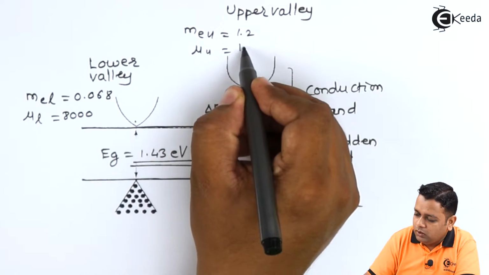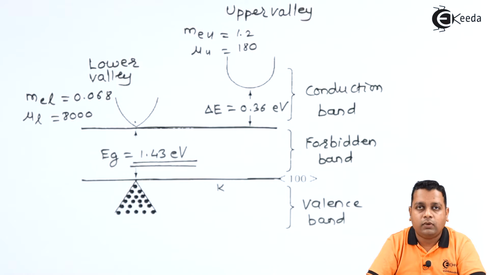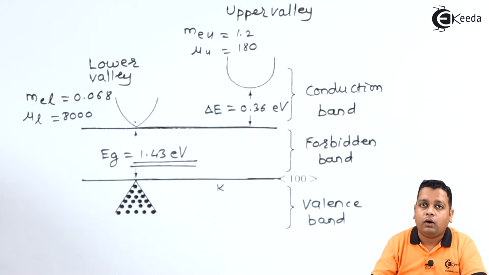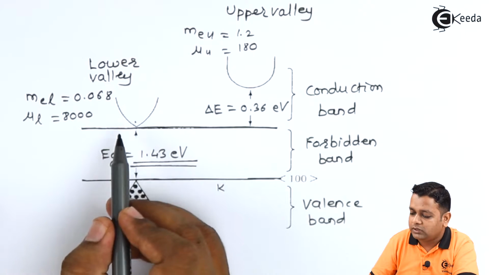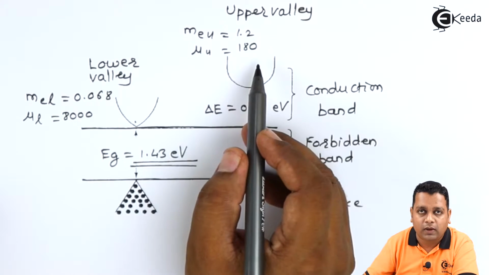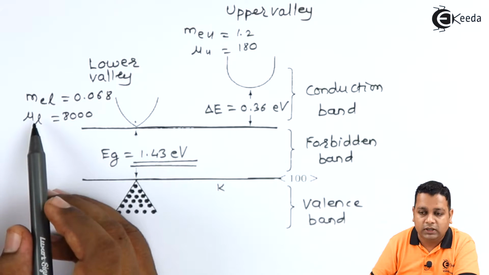So this is equal to 180 here. Now, in this diagram, I have marked the values of the masses of electrons and the corresponding mobilities of the electrons belonging to the lower and upper valleys. If you observe, according to the Gunn effect, whatever operation we have studied to exhibit the negative resistance, when the electron gets shifted from the lower valley to the upper valley, there is a change in the mass as well as the mobility.